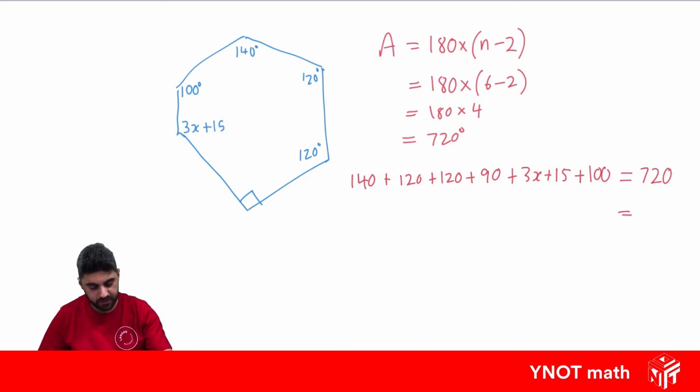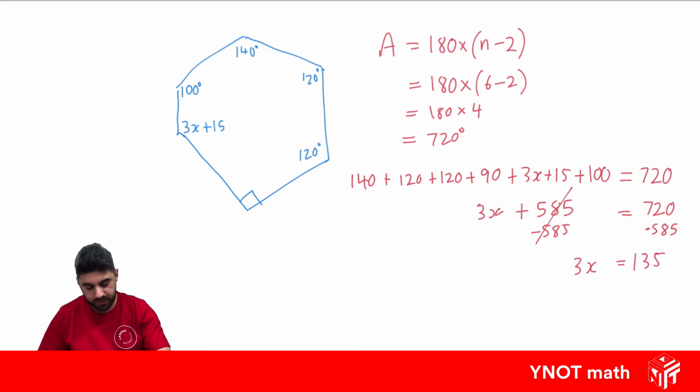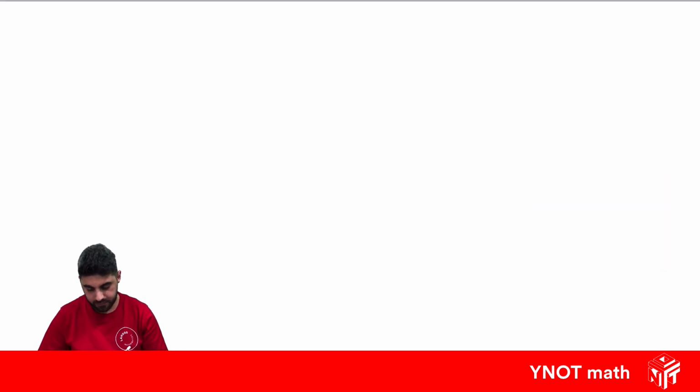Let's add all our like terms. There's only a 3x, that's the only x term. All the numbers added together is going to equal 585. It's going to equal 720. Now we can minus 585 from both sides. They'll cancel out. We're left with 3x equals 135. Divide both sides by 3. So x is going to equal 45. Let's have a look at one more.